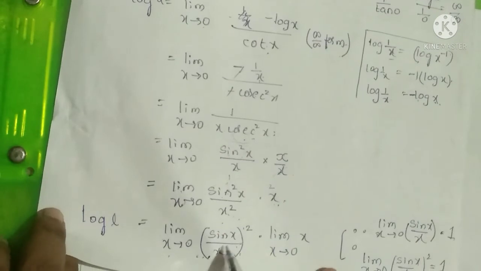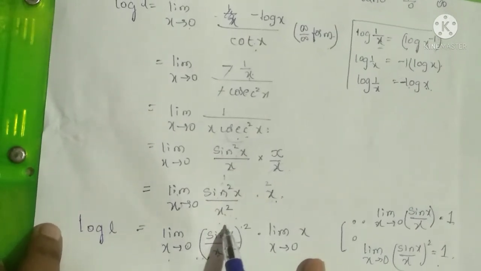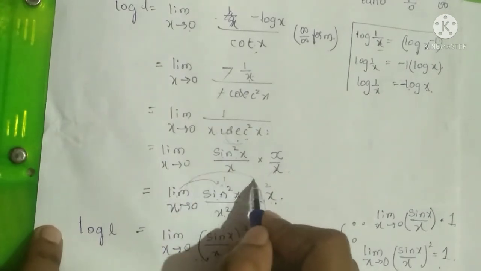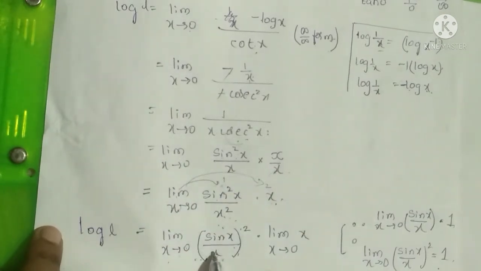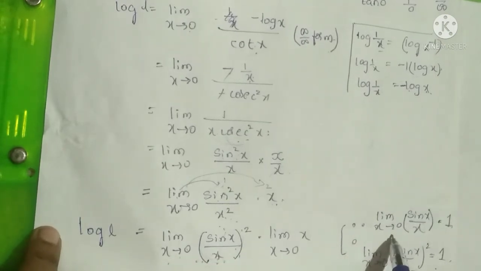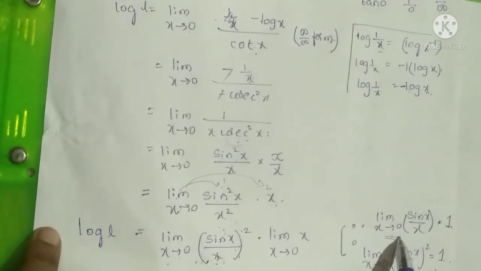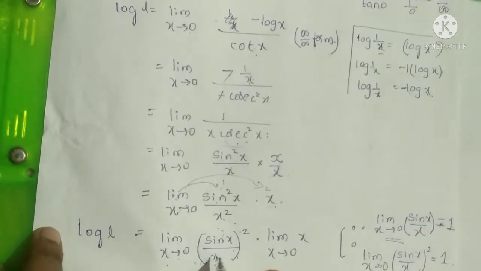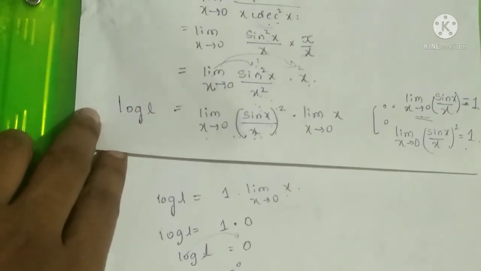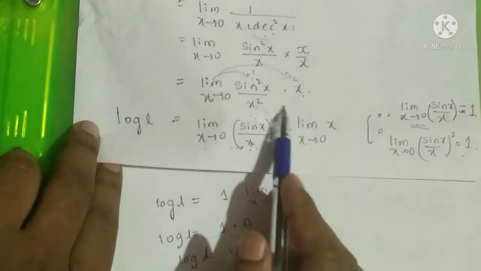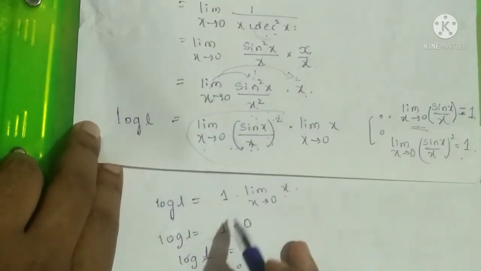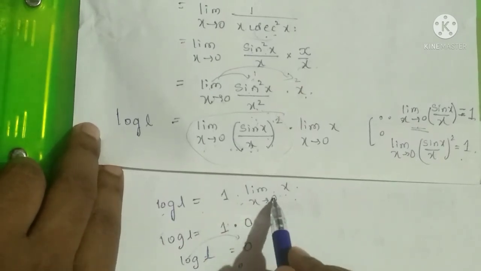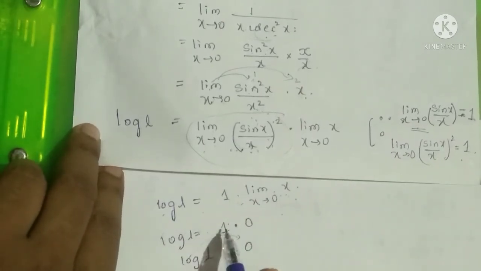And sin square x by x square can be written as (sin x by x) whole square, and you separate the limit for both the first term and second term. So here limit x tends to 0, sin x by x value is, as we all know, equal to 1. So when you have such a problem, what do we do? We have to substitute the value of this whole term. This whole term value is 1 into limit x tends to 0. Log L as it is, 1 into limit x tends to 0 of x. So log L is equal to 1 into 0.